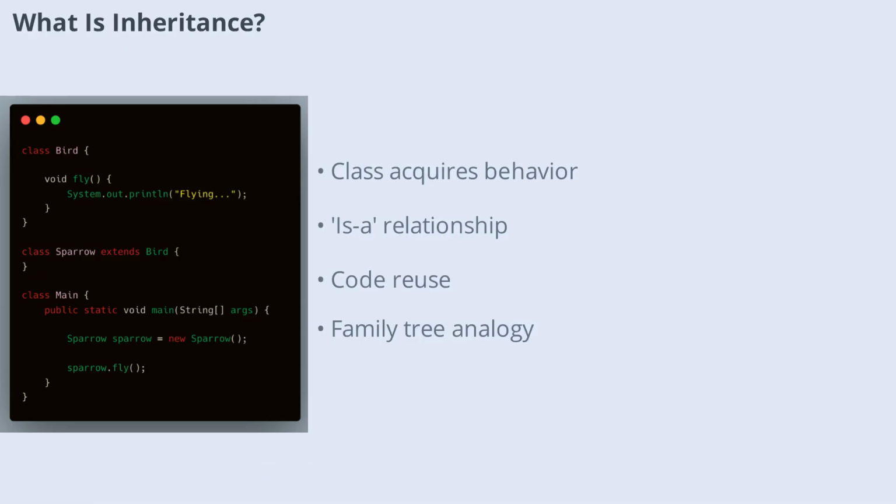For example, if we have a bird class with a fly method, a sparrow class can extend bird and automatically gain the ability to fly. This is known as an "is-a" relationship. A sparrow is a bird. Inheritance is powerful for sharing common behavior, but it comes with some trade-offs, which we'll discuss next.